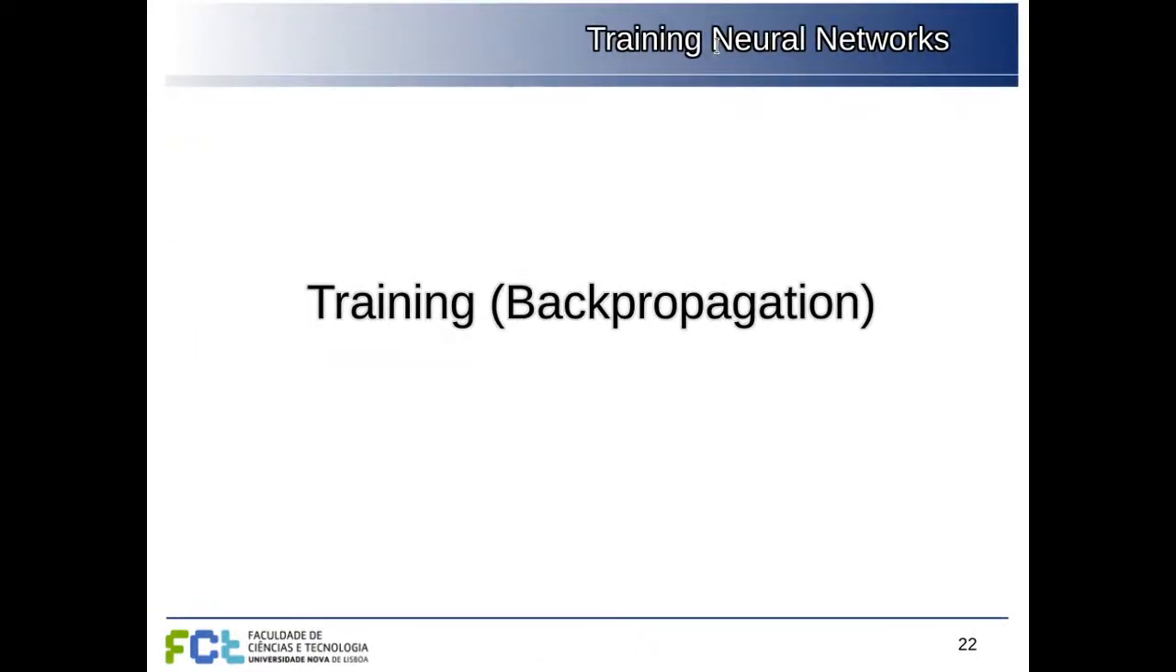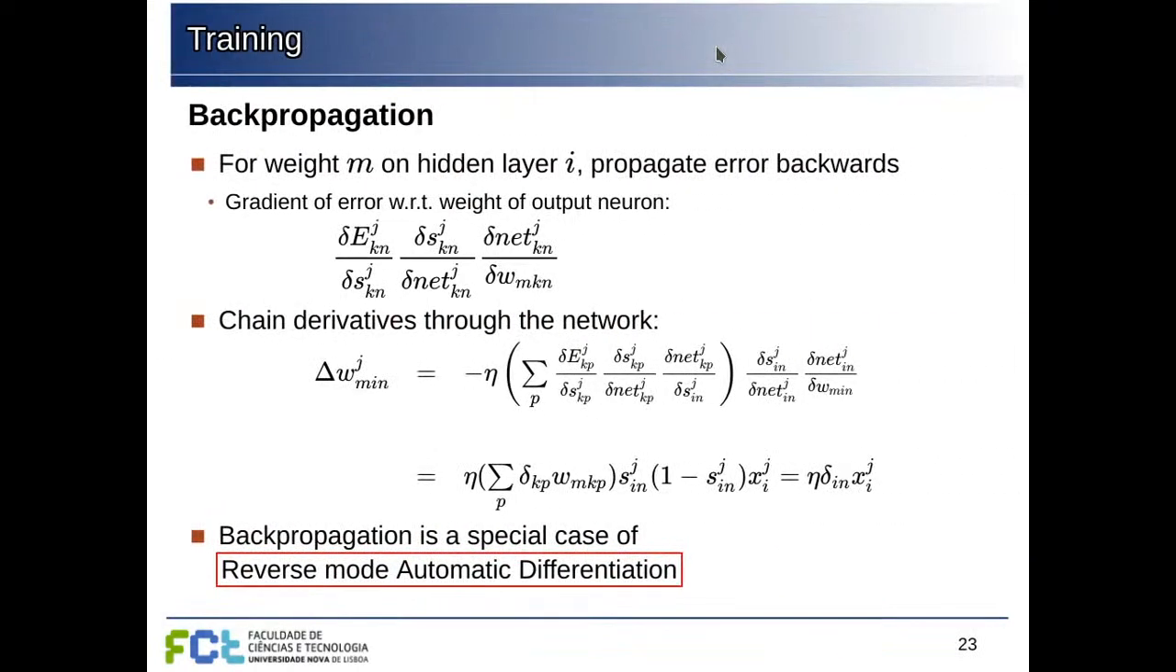Okay, so now we're going to use that for training, and we're going to use backpropagation, as we saw before, to find the gradient of the loss function with respect to each of the weights we need to adjust. So the basic idea of backpropagation is to chain all the derivatives of the basic operations in order to reach the weight we want to adjust.